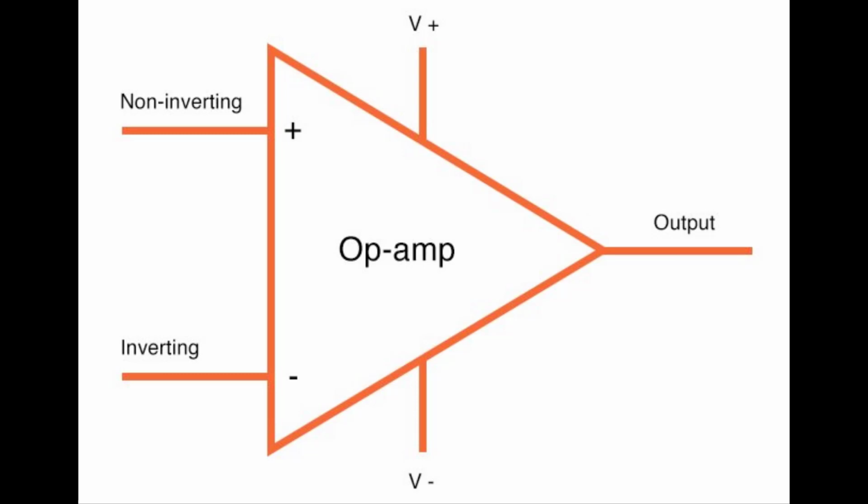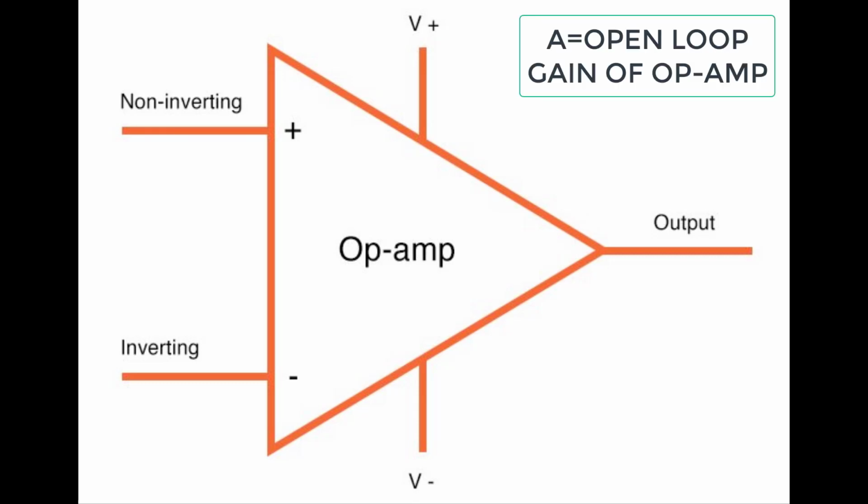Operational amplifier behaves as a differential amplifier that amplifies the difference in the input voltage and provides it to the output pin. Suppose V1 and V2 are the two input voltages of the operational amplifier and A is the gain of that amplifier, then the output will be A times (V1 minus V2). If Vd is the difference in the input voltage, then the output will be Vd times A, where A is the open loop gain of the amplifier.